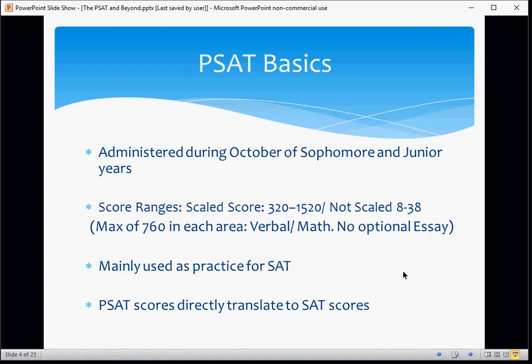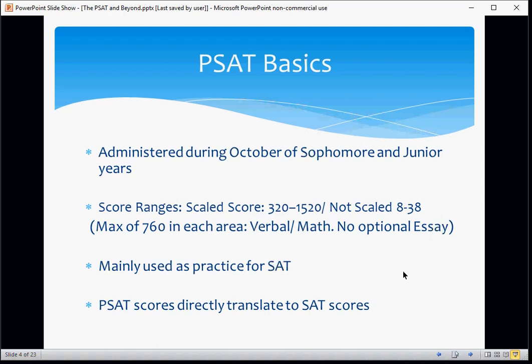So the PSAT itself is administered during October of both sophomore and junior years in high school. And unlike the SAT, it has a little bit of a different score range. The score range on the PSAT has a maximum of 760 points in each of two areas, whereas the SAT has a maximum score of 800. Based on the scores that you get on the reading and the writing, also considered to be the English portion of the test, you will get a verbal score, again, maximum is 760. And you will also get a separate score for math, maximum of 760. And so the maximum total score that you could get would be 1520 on the test.